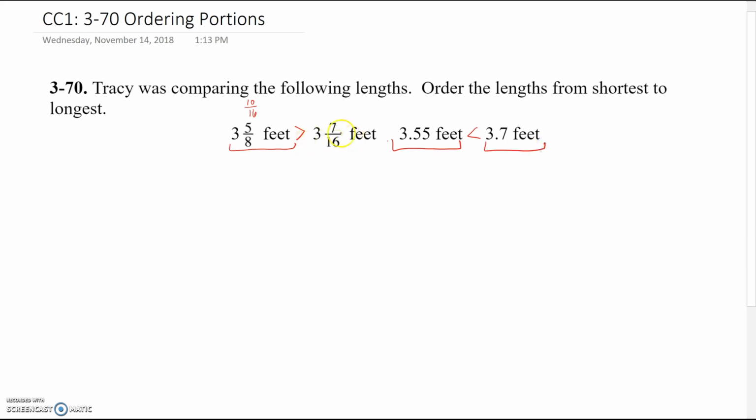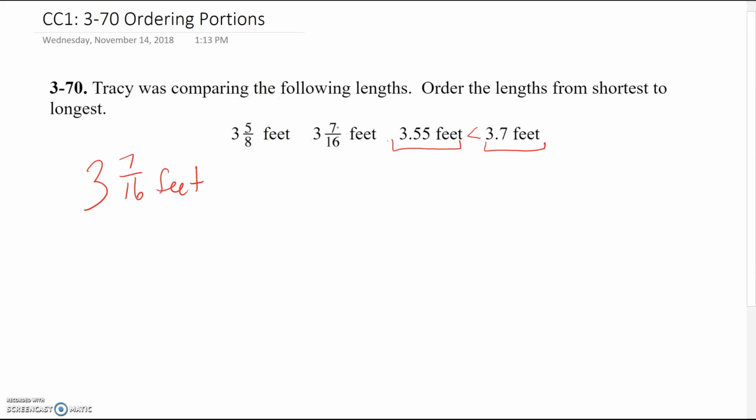When I look here at this fraction, 3 and 7/16, I know that 3 and 8/16 would be 3.5 feet. So they're all pretty close to 3.5 feet. This is the only fraction, though, that is less than 3.5 feet. So if I'm ordering them from least to greatest, I'm going to put 3 and 7/16 feet as the least. It's the shortest. It's the only one that's under 3.5 feet.